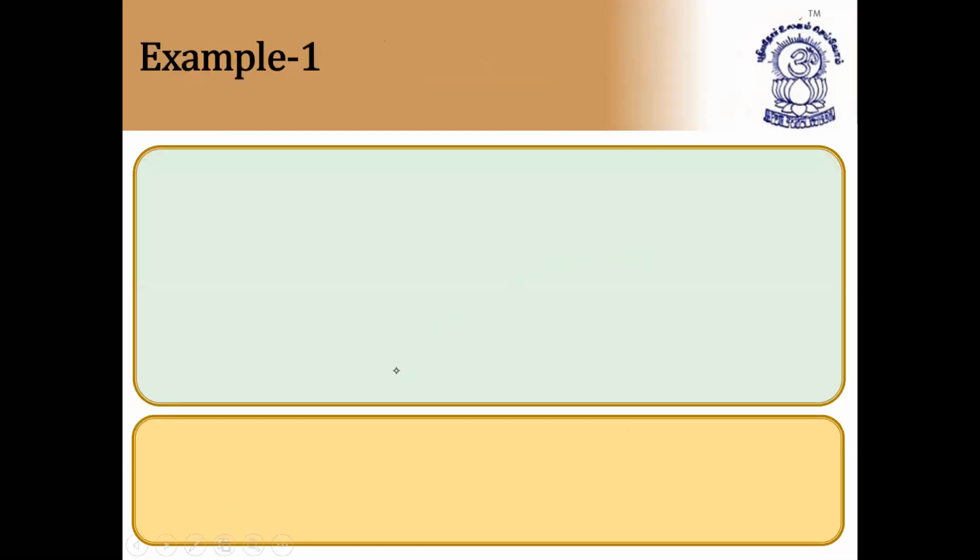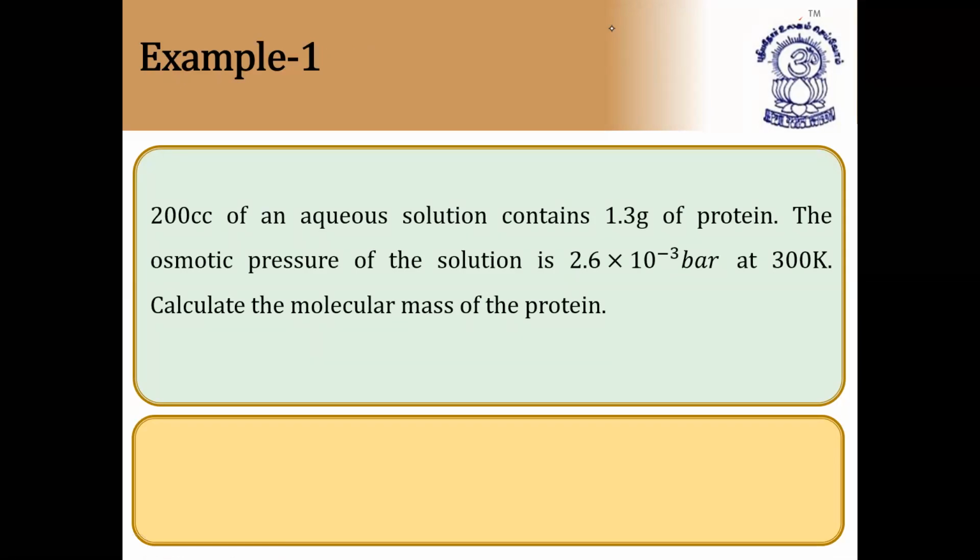Now questions related to osmosis. 200 cc means volume is given, 200 ml. So V is equal to 200 ml, of an aqueous solution containing 1.3 grams of protein. So the weight of solute is 1.3 grams. The osmotic pressure of the solution is 2.6 × 10^-3 bars. Pi value is also given. Calculate the molecular mass of protein. So we have to find small m.